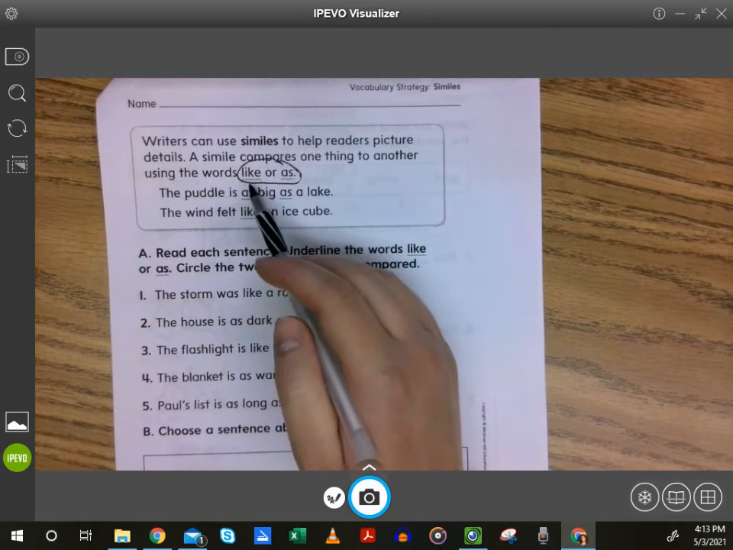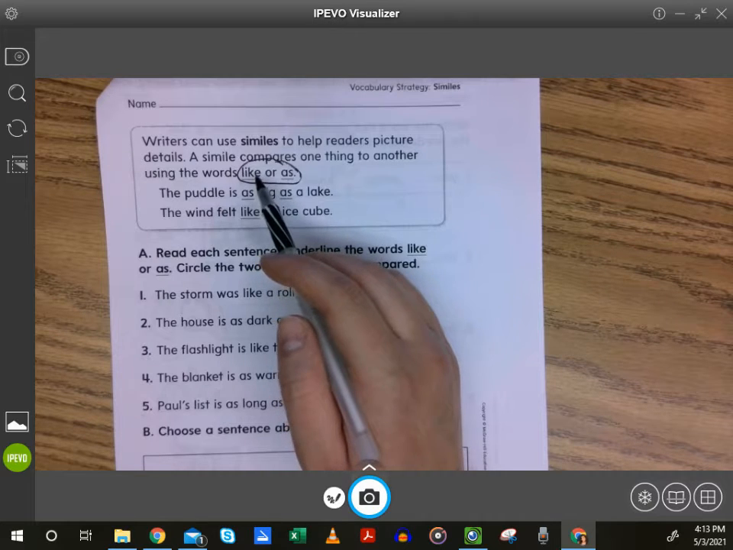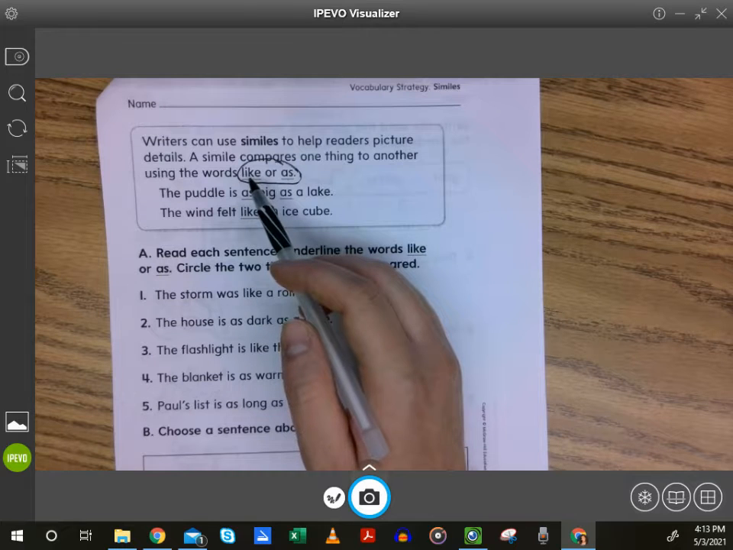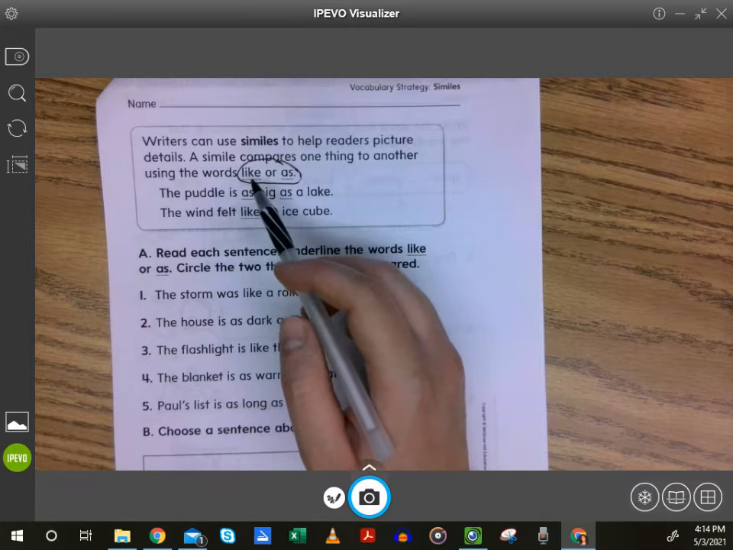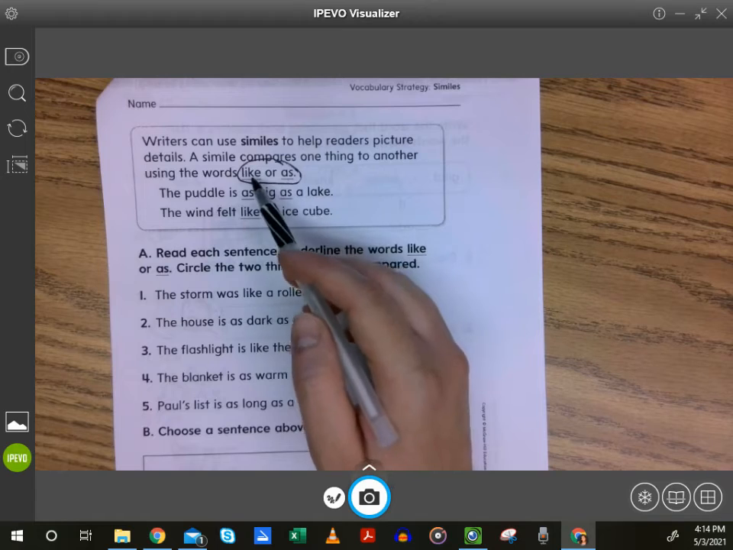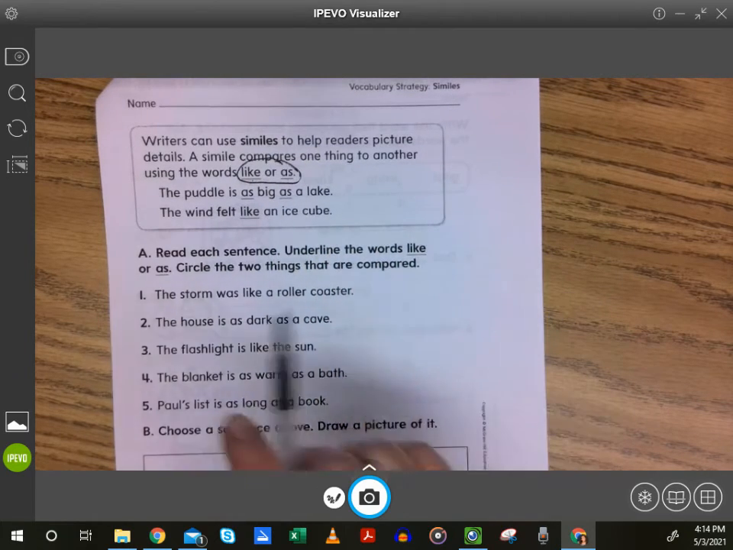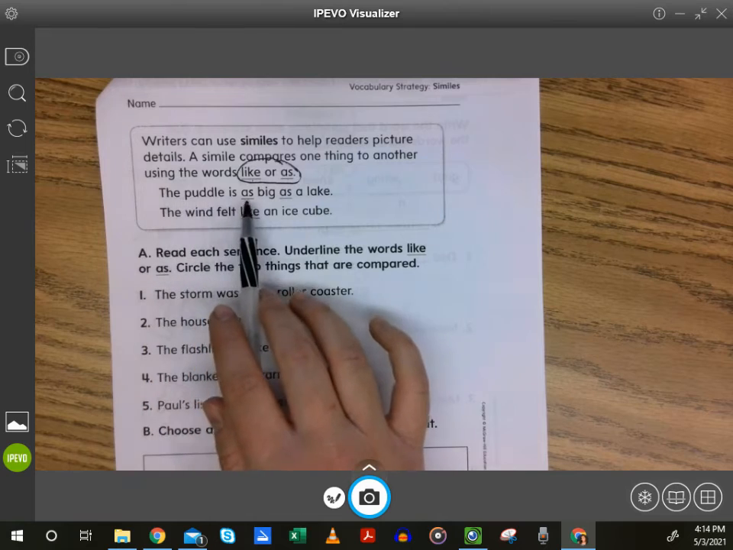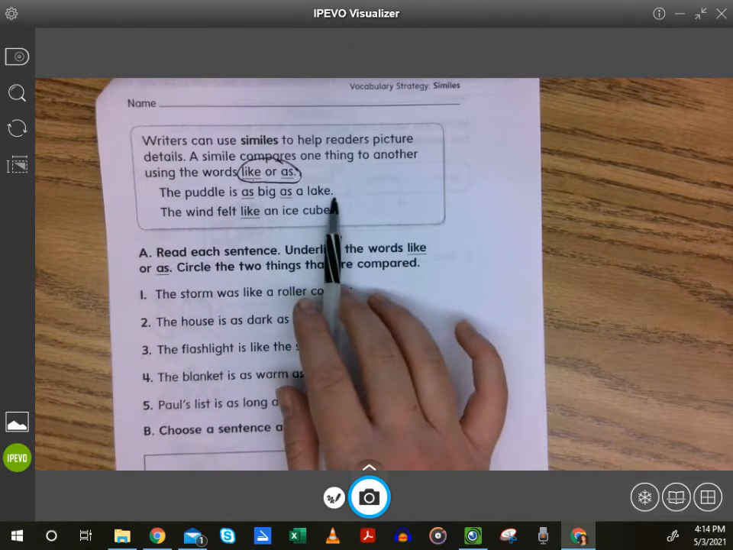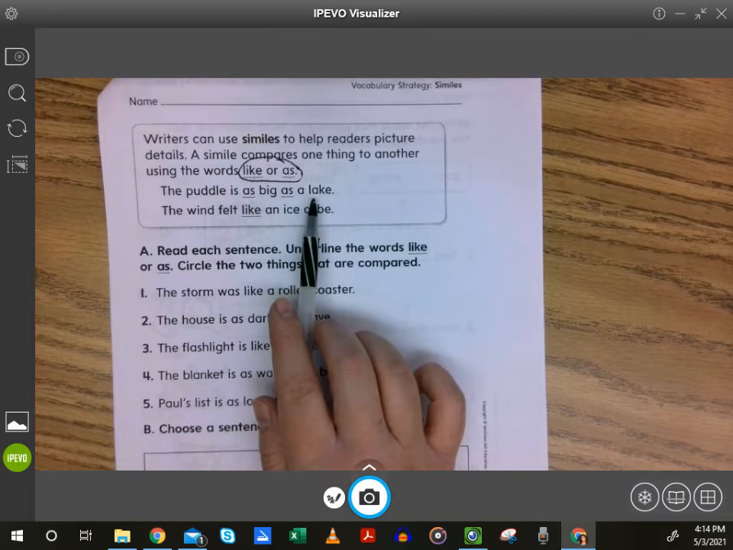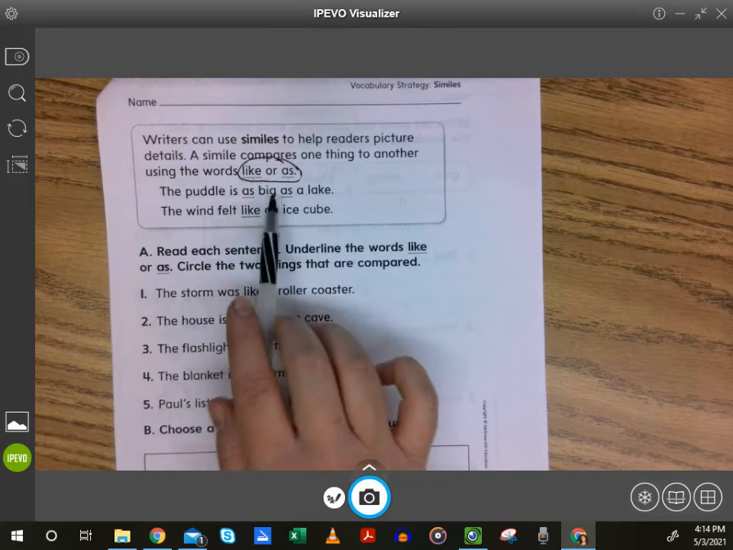So if you say you like something, you're not comparing it, right? But if you say the light turning on was like the sun coming up, okay, I compared a light to the sun, with the word like. So when I say the puddle is as big as a lake, I'm comparing a puddle to a lake, okay, using as.